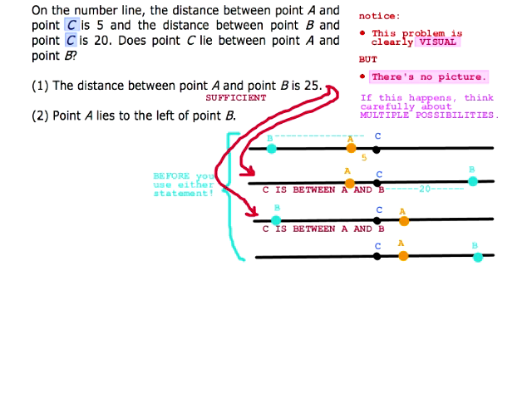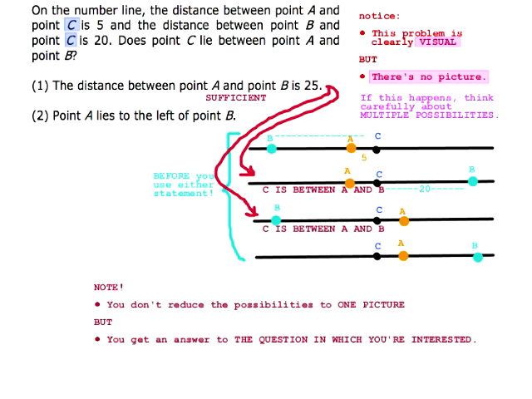And this is another thing about data sufficiency that you should take note of. You don't reduce the possibilities to one picture, but you get an answer to the question in which you're actually interested. This is a hallmark of data sufficiency, and we've also done entire study halls that deal with this, but partial information is a thing. If they ask you a question like this, then you're probably going to get an answer to this and not much else. So there you go.